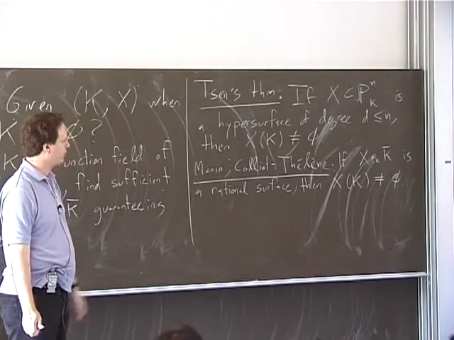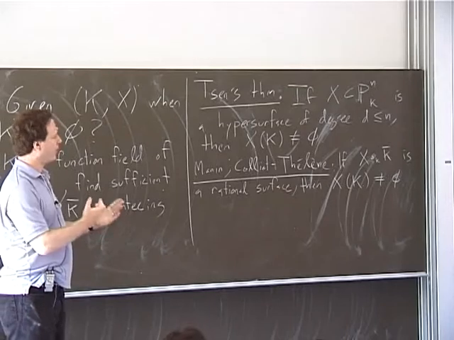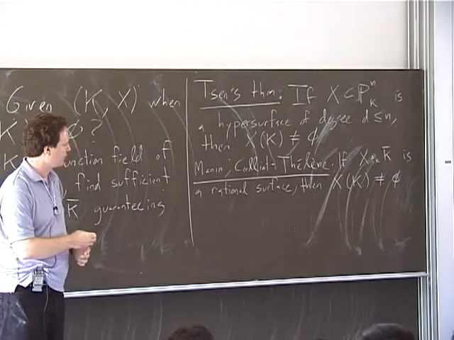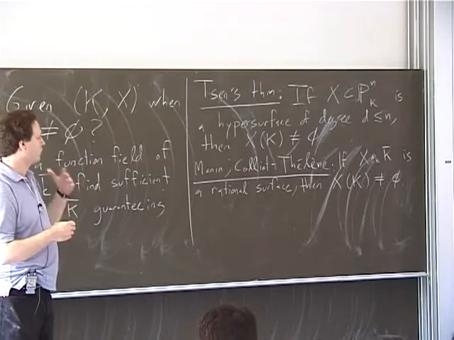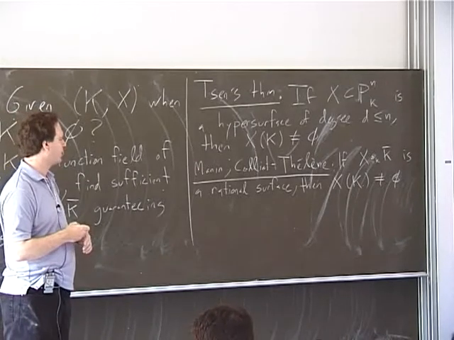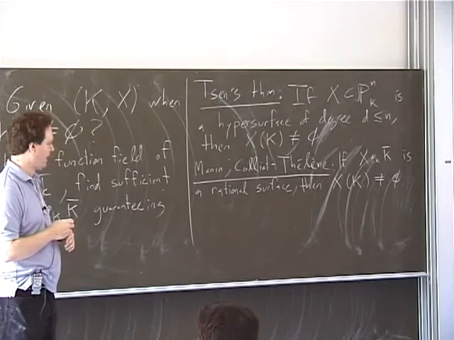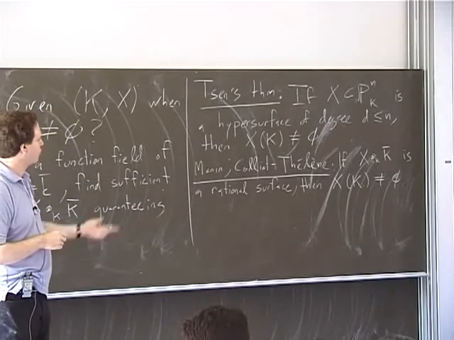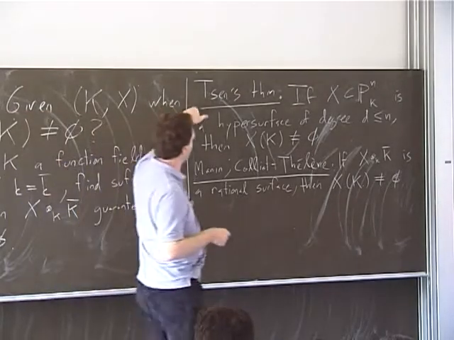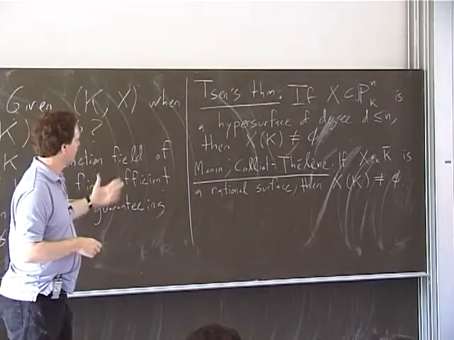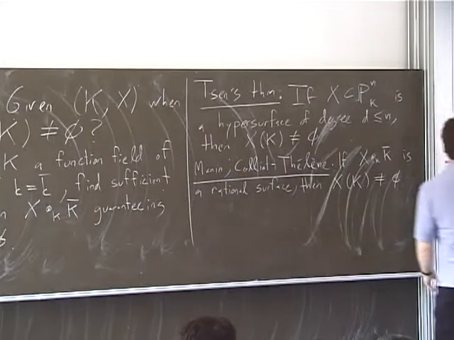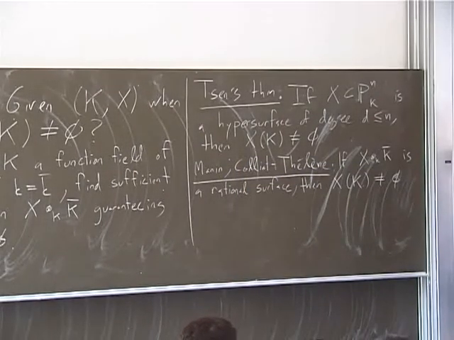If you have a rational surface, then the minimal model program tells you how to turn it into a simpler surface, and you'll either obtain that X is a conic bundle over a conic over K, and then you can apply Tsen's theorem twice. I'm sorry, I didn't mention this before, but let me just make an aside. This will come up tomorrow. This will be very important tomorrow.